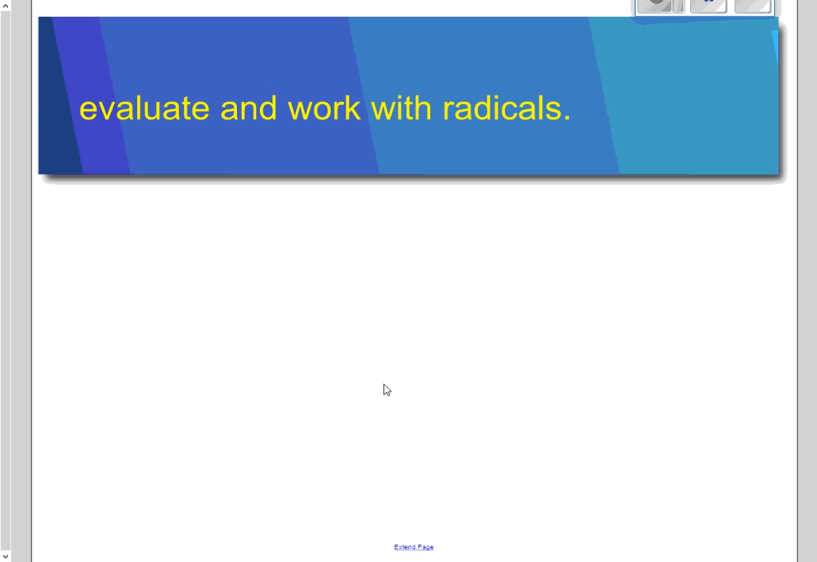Hi, everybody. Let's talk about evaluating and working with radicals today. To get you started, if you go into your Google Classroom, there is an activity for you to do through Desmos. Go into Google Classroom, try the activity with Desmos, and then once you're done with that, come on back here to sum up what you should have learned.